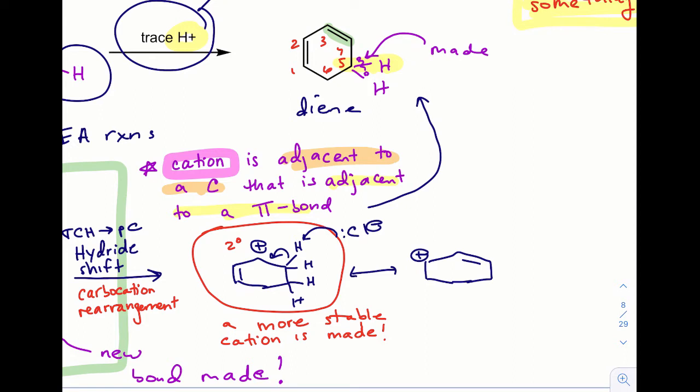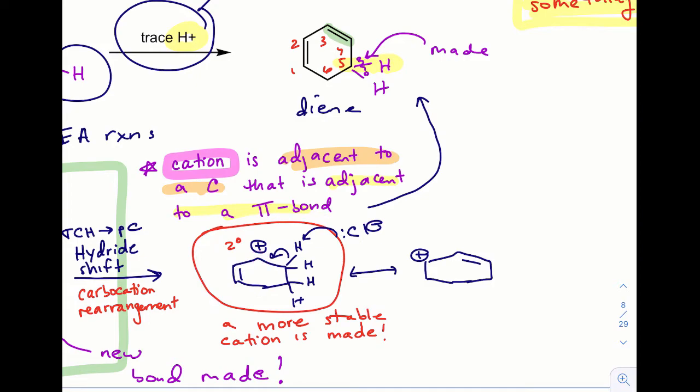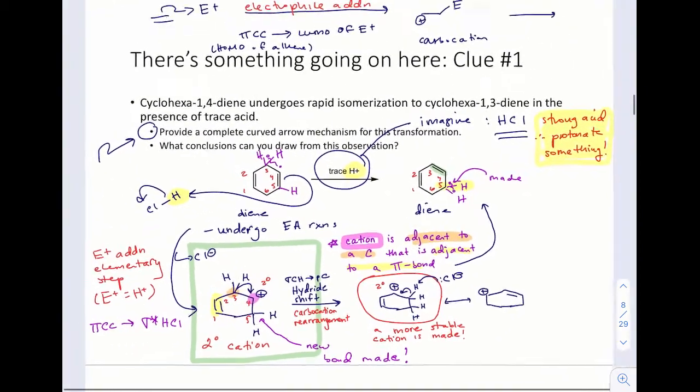And let me just show you one thing here. So this definitely is a more stable cation, and we might even say that this empty p orbital is connected to the pi bond. Thus, the species is described by two resonance structures. Connected. Seems like I heard that word before.